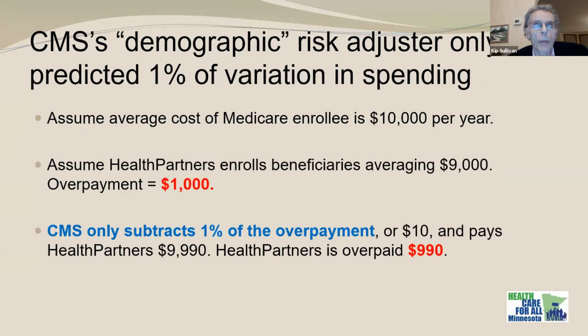To show you how bad this demographic risk adjuster is, it predicted only 1% of the variation in spending. Now, why am I using the word predict? Well, remember, in fee-for-service, you don't have to predict anything. You pay the bill after the service has been rendered. You know what happened. You know how sick the patient was.